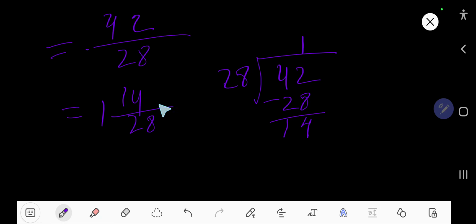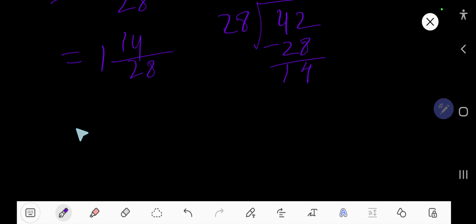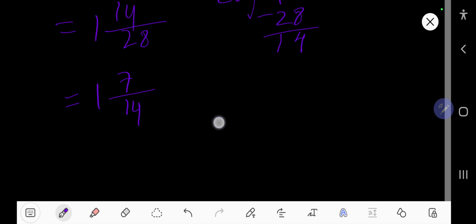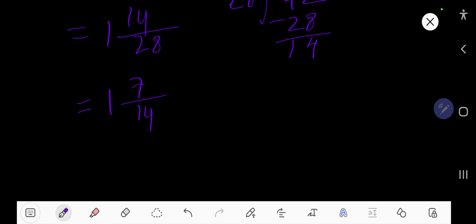So look, here we'll reduce this fractional part. How to do that? If we divide this 14 by 2, we get 7, and if we divide this 28 by 2, then we get, look, 14. Right? And this is the answer. I think you have got the basic idea of adding, subtracting, multiplying and dividing mixed numbers together.